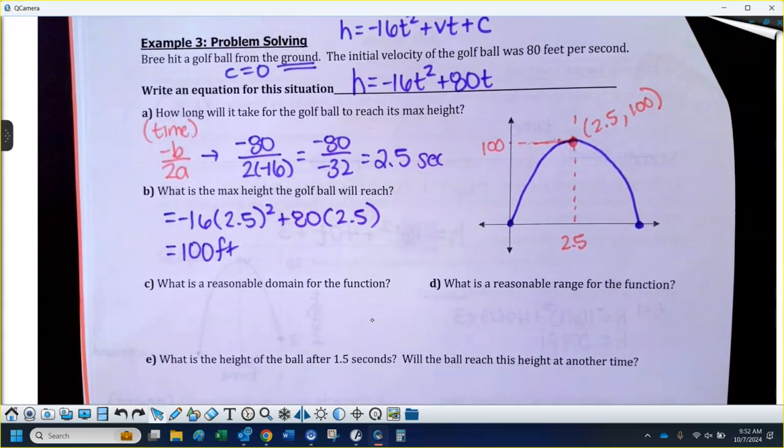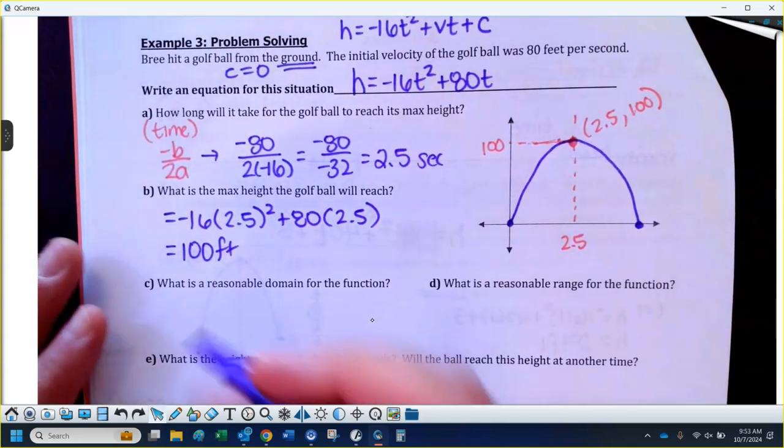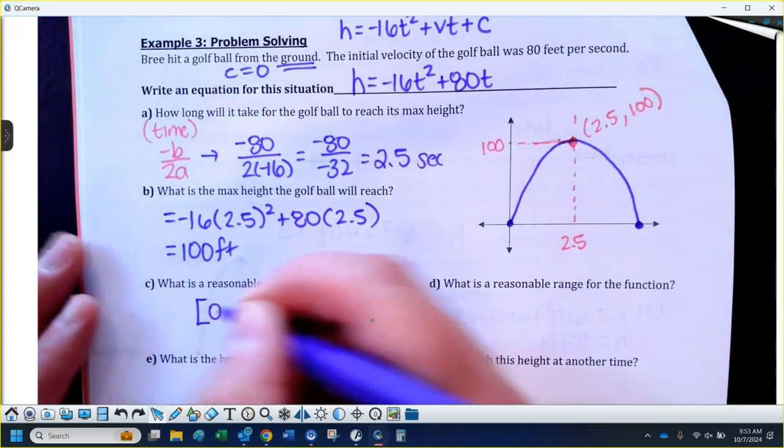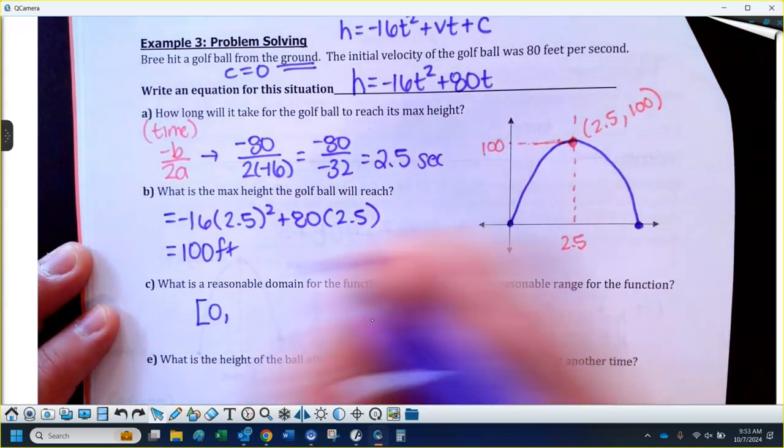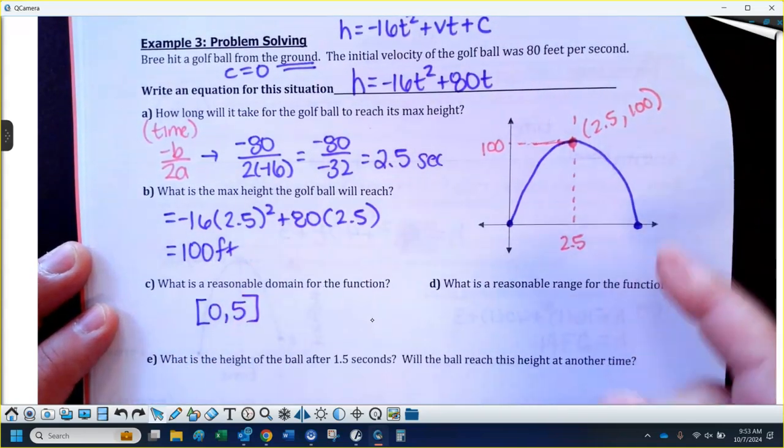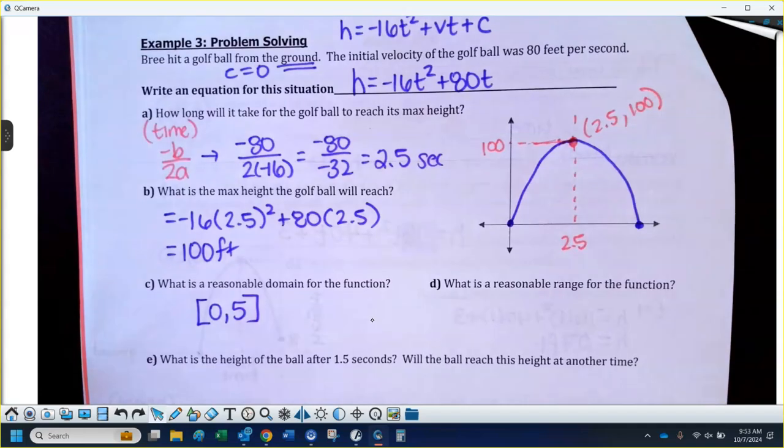What would you tell me? And this is kind of tricky. What would you tell me the possible time values are here? What do they go between? Okay, she says 0 and 5. Totally right. And I'm going to use brackets here. We don't usually use brackets, but we're going to because we have an actual point here. How did you know this was 5?